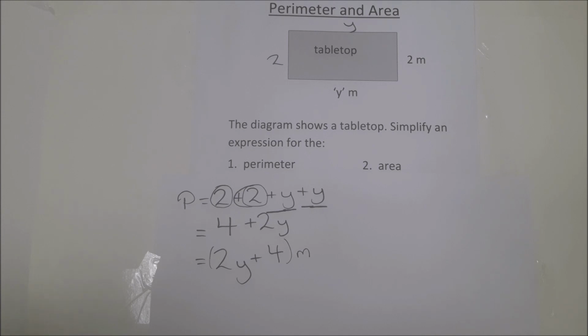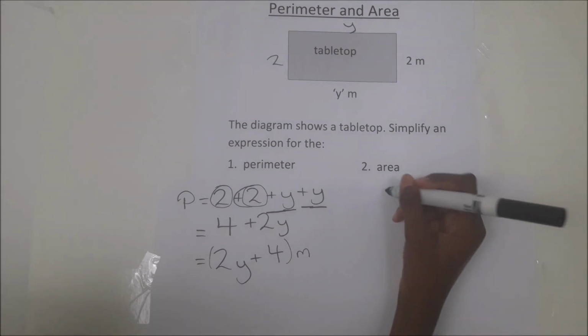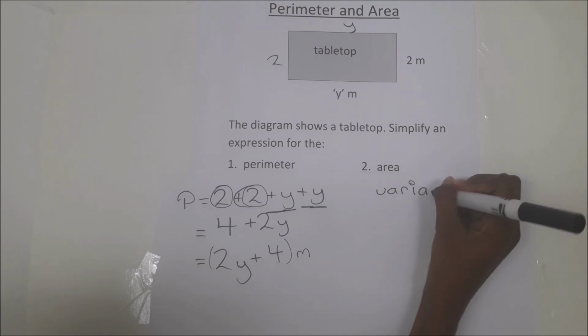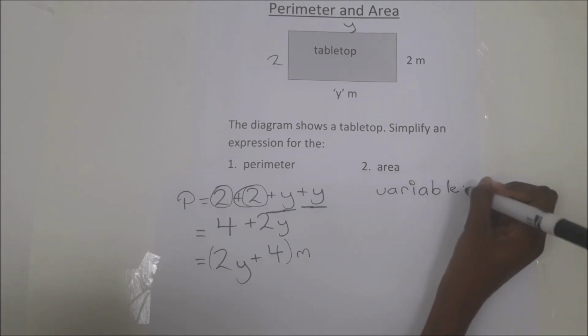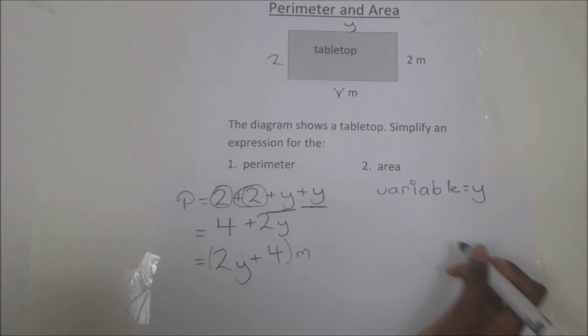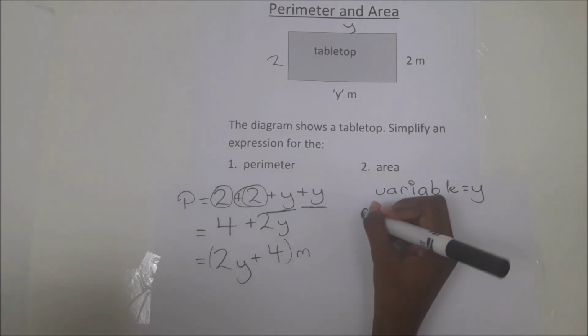Now, before we go on, I want you to look at that expression and identify some things for me. First of all, you have 2y. It has a letter and a number. What do you call the letter? The variable. Write that for me at the back, variable. And then you have the 2. What do you call the 2? The coefficient. Write that for me as well.